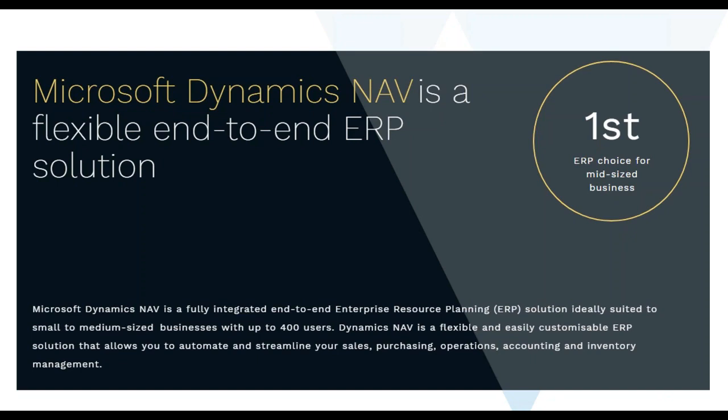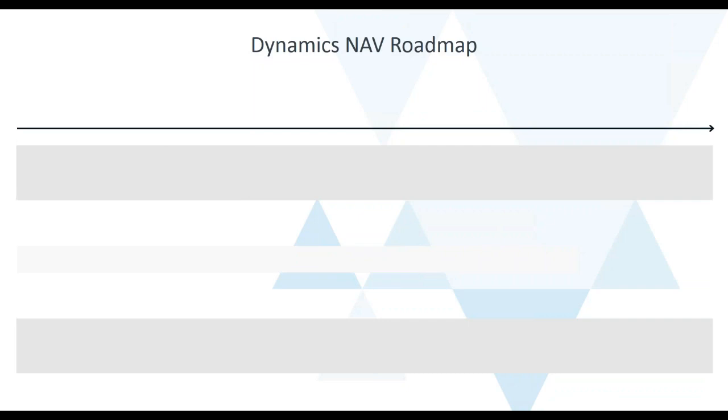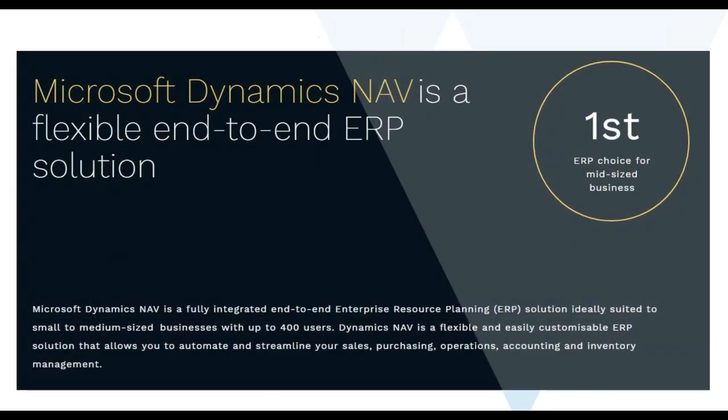Dynamics NAV is an enterprise resource planning solution from Microsoft, ideally suited to small to medium-sized businesses. NAV is one solution in which a business can manage finance, inventory, order processing, production, service management, jobs or projects for one or a number of companies. Our clients range in size from a handful of users into the hundreds. Let's have a look at the product roadmap next.